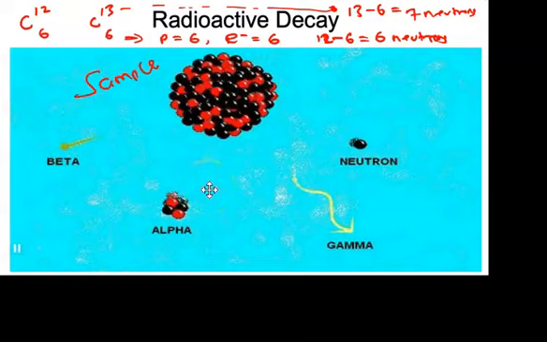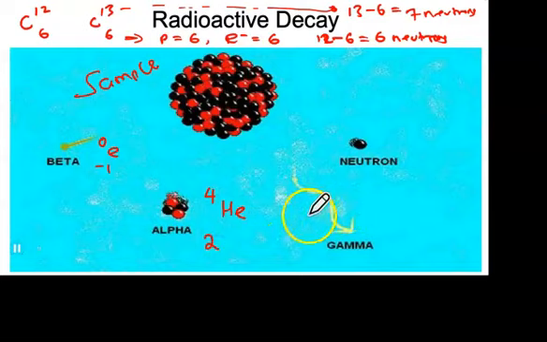Radioactive isotopes decay by releasing small particles, and those particles tend to have little mass. One of the particles released is a beta particle, which tends to be an electron. The other is a helium particle. We call that alpha, but it's a helium particle.